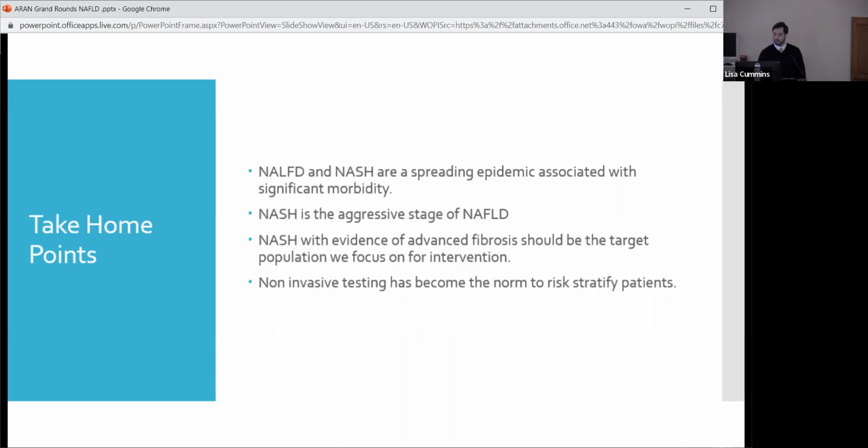Evidence of advanced fibrosis should be the target population that we focus on. So just because they have elevated liver enzymes doesn't mean they're going into cirrhosis. You really want to do some of these calculations, liver stiffness measuring, to see if they're high risk or not, to focus your attention on these patients. And non-invasive testing has become the norm to risk stratify these patients.